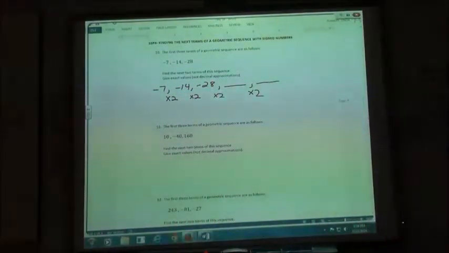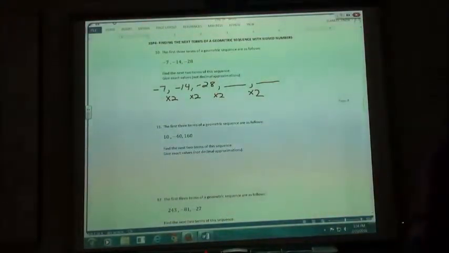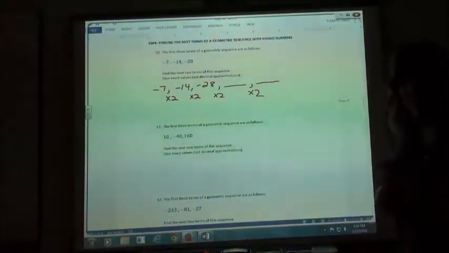Just to make it a little easier, I'm going to grab my calculator, if I can find my calculator. No, let's use this one. Don't know where I put my other one.